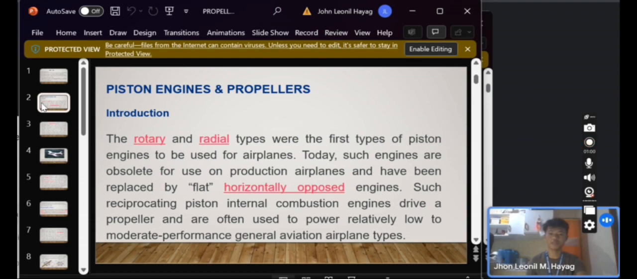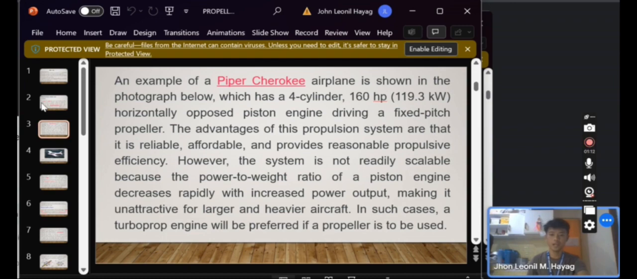Such reciprocating piston internal combustion engines drive a propeller and are often used to power relatively low to moderate performance general aviation airplane types. An example is the Piper Cherokee airplane shown in the photograph below, which has a 4-cylinder, 160 HP, 119.3 kilowatt horizontally opposed piston engine driving a fixed pitch propeller.